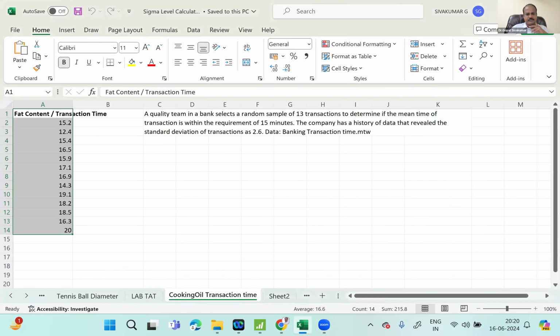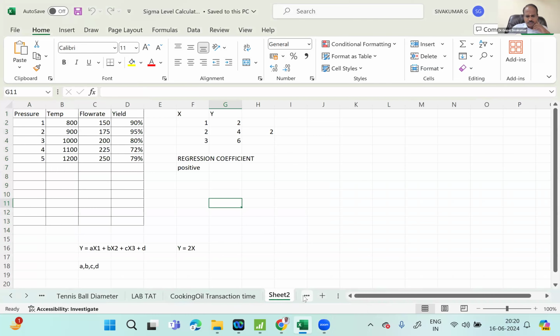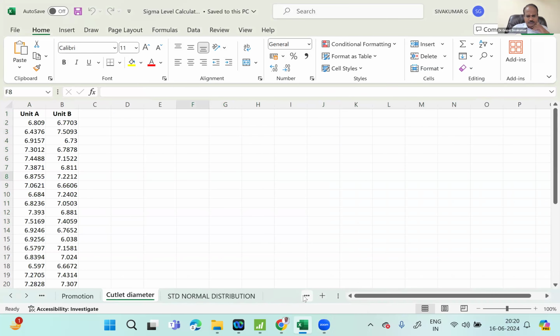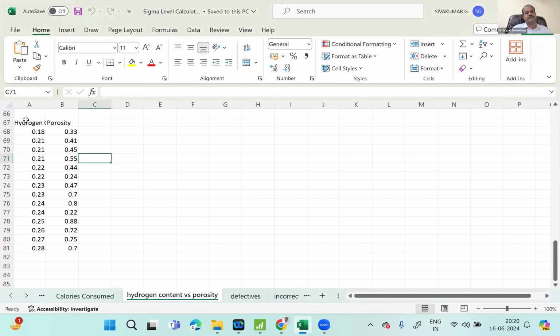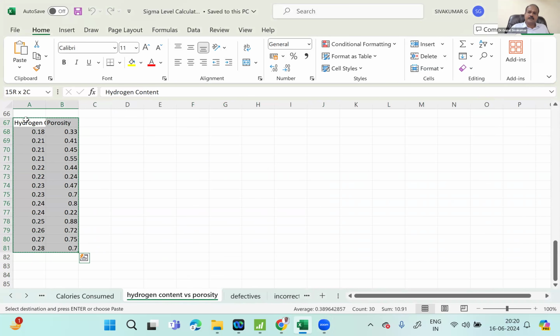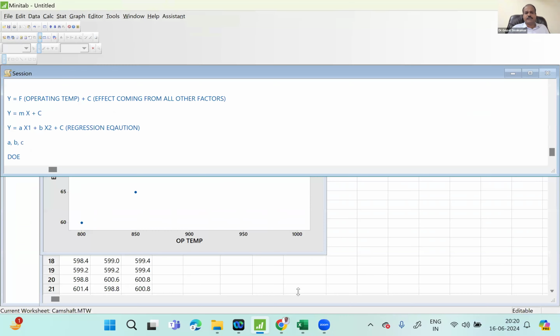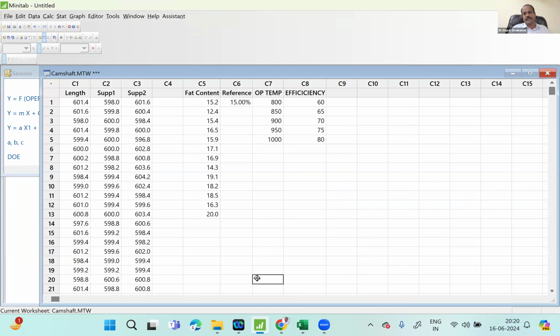So here is my Excel laboratory. Let me go to hydrogen content, one file, hydrogen content and porosity. See here, hydrogen content versus porosity. I want to understand, one of the root causes for the porosity in my casting is hydrogen content. So I copy paste this data, first of all, in Minitab. Let me paste it here.